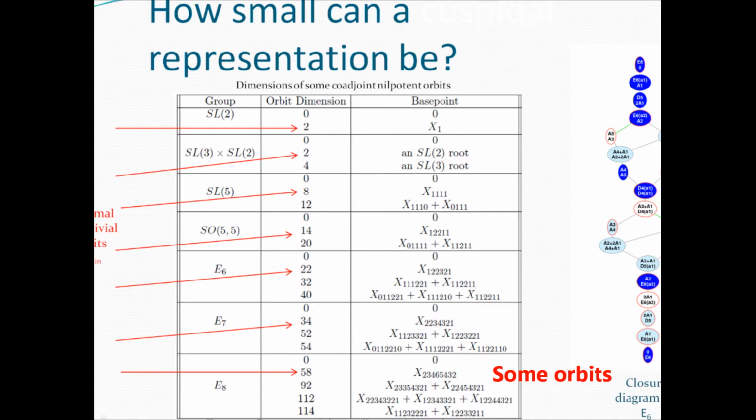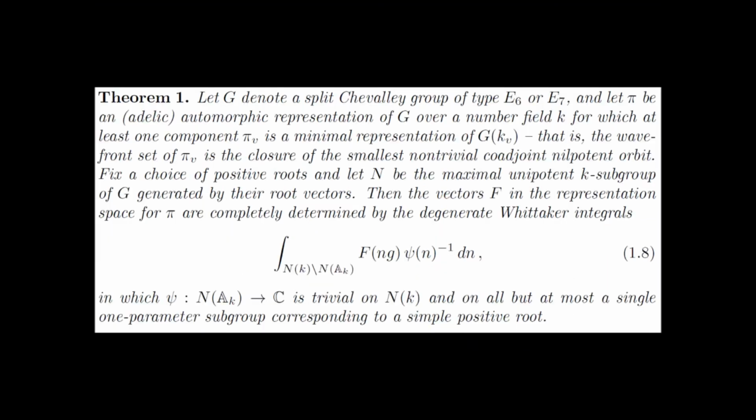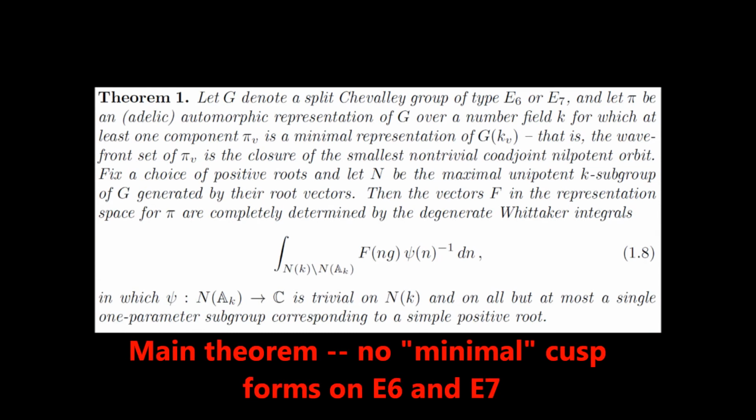One way to think about this is that every representation of a real Lie group is associated to a unique coadjoint nilpotent orbit. Here's a list of some orbits for some Lie groups. The minimal ones are marked in red. These are the ones which have the smallest dimension. A small automorphic representation simply means that its wavefront set, the invariant attached, is small. Here's a formal statement of the theorem. If you wish, you might want to pause here, but otherwise I'll keep going.